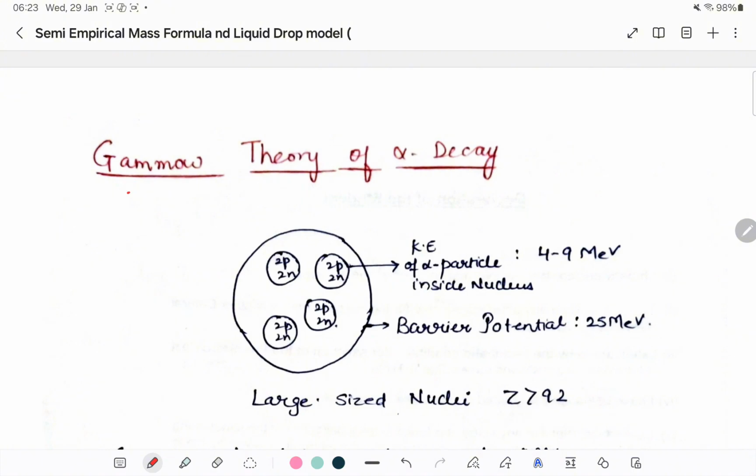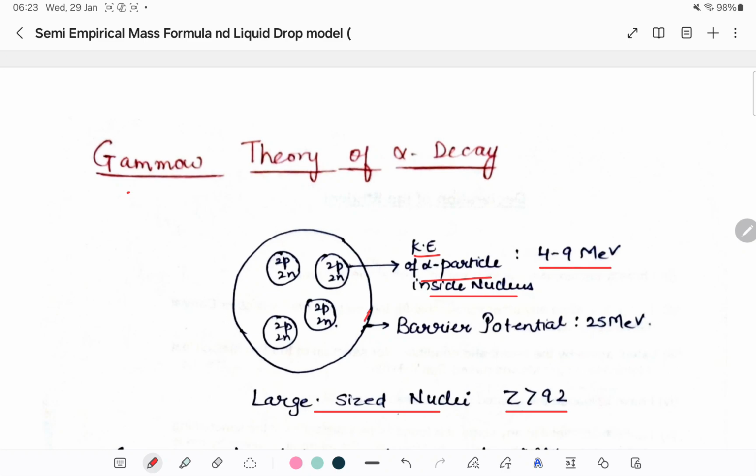Now let us study the Gamow theory of alpha decay. This theory applies to large nuclei with Z greater than 92. If the size of the nucleus is very large, there will be a formation of alpha particles inside the nucleus, but the kinetic energy of the alpha particle inside the nucleus is of the order of 4.9 mega electron volt.